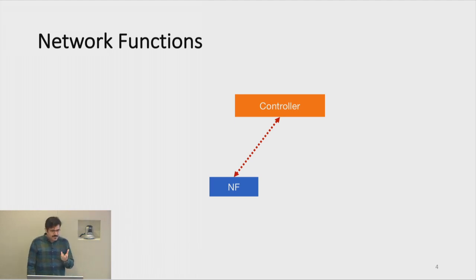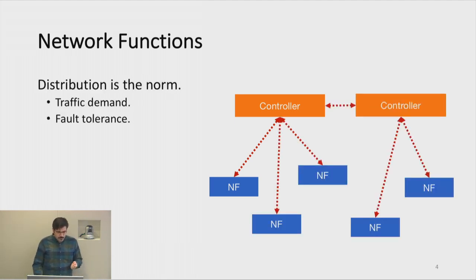So what are the things we assume? I mean, what are the traits of these network functions? One of the things is that distribution is the norm. So we have to meet traffic demand. For that, one box and one core is often not enough. You need to have many NF instances to meet the traffic demand. For fault tolerance, the same. To have fault tolerance, we need more than one box.